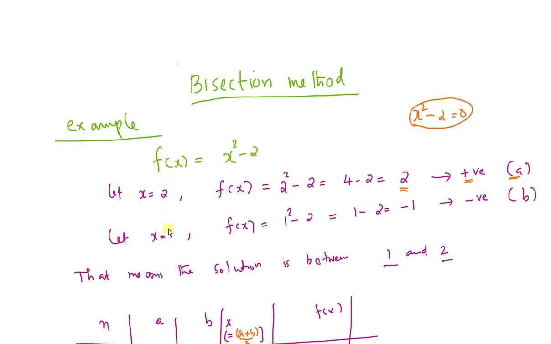Now I have given the value of x is equal to 1. So f of x is equal to 1 squared minus 2. It's 1 minus 2, that is minus 1. So it is a negative value, so it is taken as b. Now we can see that the exact solution of this function is between x is equal to 2 and x is equal to 1.